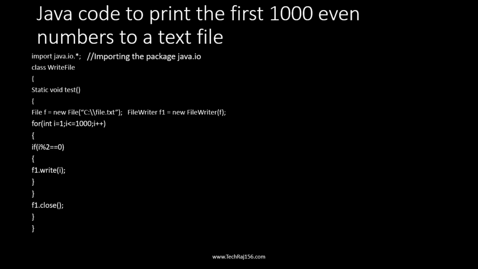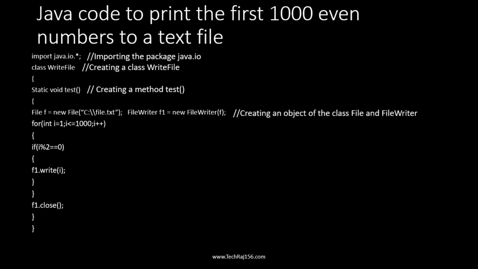The first line is actually importing the package java.io. IO stands for input output anyways. And then we declared a class WriteFile, and then a method test, and then we created an object of the class File and FileWriter. And from here the actual logic starts.